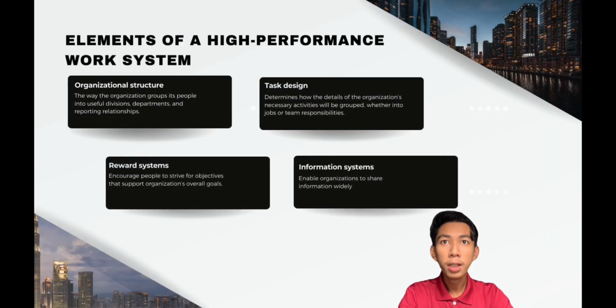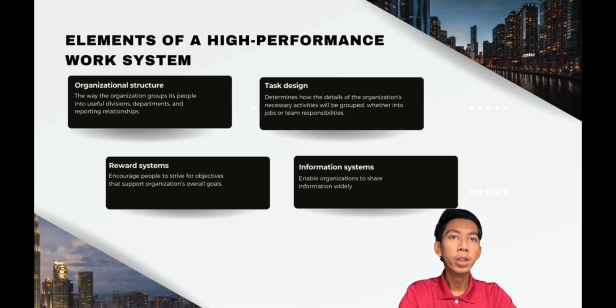Next, I will present to you the elements of a high performance work system. The first point is organization structure: the way the organization groups its people into useful divisions, departments and reporting relationships. The second point is task design. Task design means determining how the detailed organizational necessary activities will be grouped, whether into job or team responsibility.